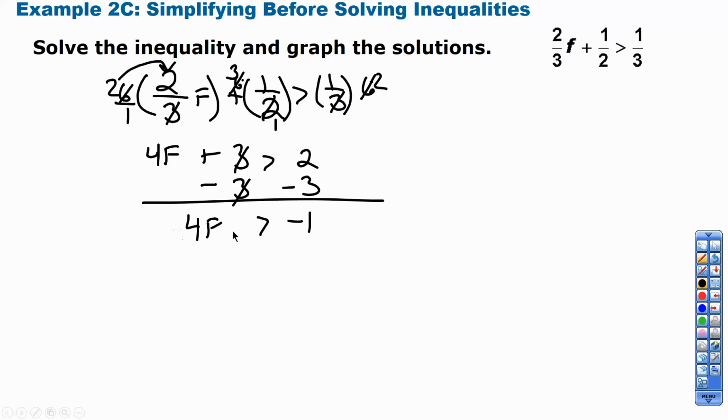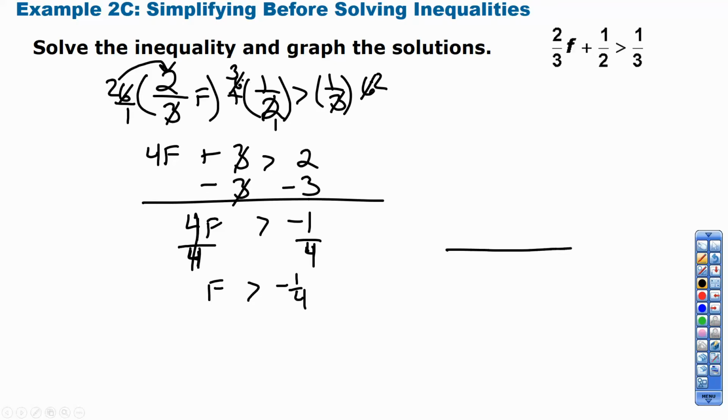Now, what is the 4 doing to the f? It's multiplying. So we do the opposite, which is to divide. So I divide each side by 4. Now, you might be thinking to yourself, why didn't you switch the inequality when you subtracted 3, Jeremiah? You do not switch the inequality when you subtract 3. It's only when you multiply or divide by a negative. Am I multiplying or dividing by a negative when I divide by 4? No, I'm just dividing by a positive. So the inequality does not switch. So I end up with f is greater than negative 1/4.